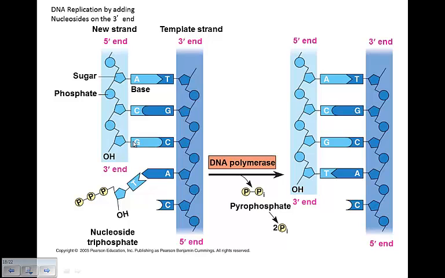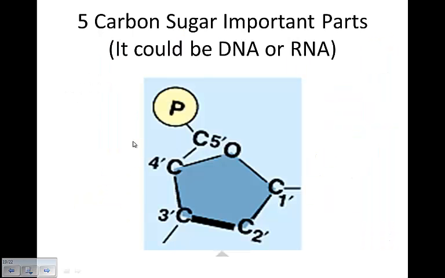Now, if we look here, the 5 carbon sugar, this can be DNA or RNA, but here we're looking at this 5 carbon. Here we have this little sign after it called prime. So 1 prime, 2 prime, 3 prime, 4 prime, 5 prime. The 5 prime carbon of the sugar, whether it's deoxyribose or ribose sugar, has this phosphate attached to it.